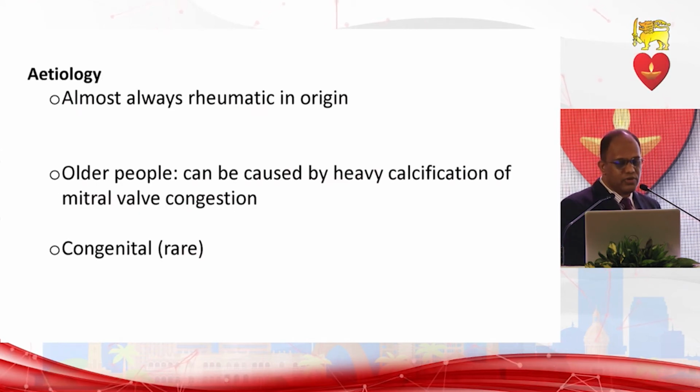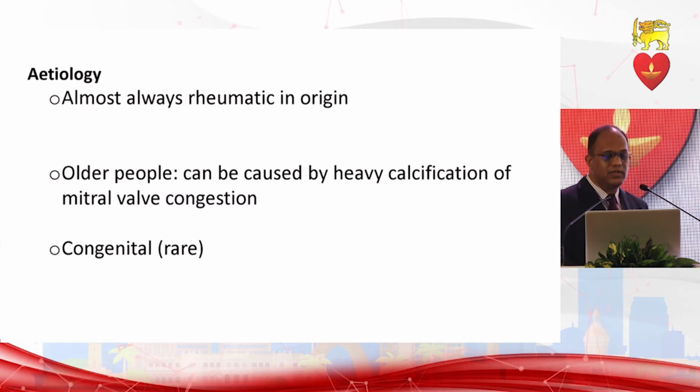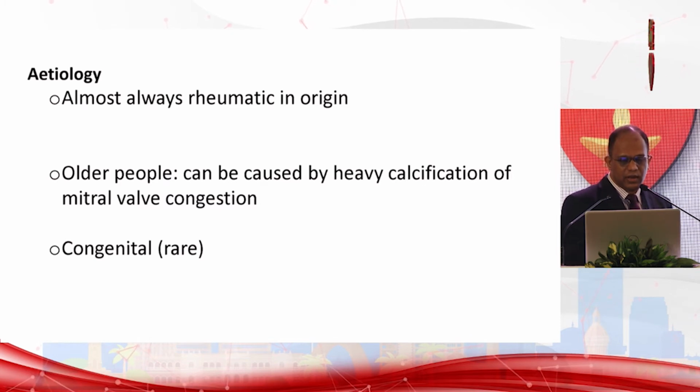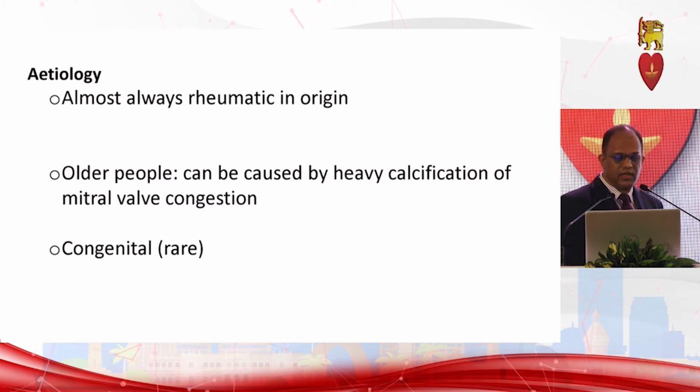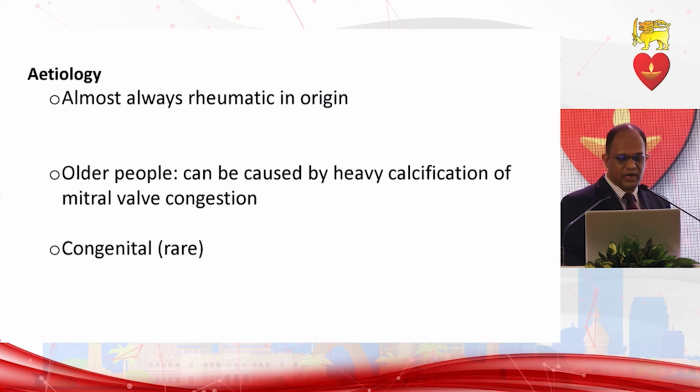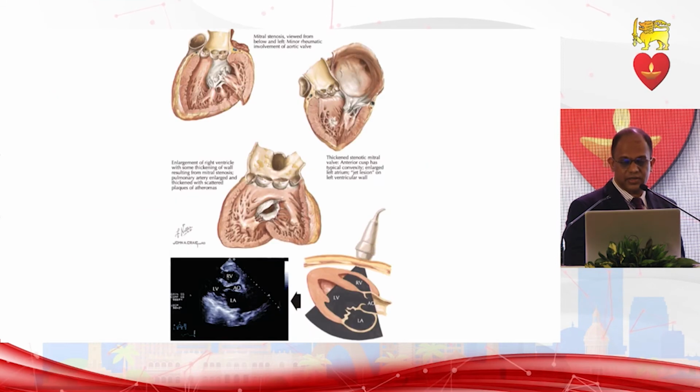So mitral stenosis is the one that causes stenosis of the mitral valve, and it reduces or obstructs the mitral flow between the left atrium and left ventricle. It's almost always rheumatic in origin. In some older patients, senile degeneration or calcification of the mitral valve annulus can also cause mitral stenosis. Rarely it can be congenital.